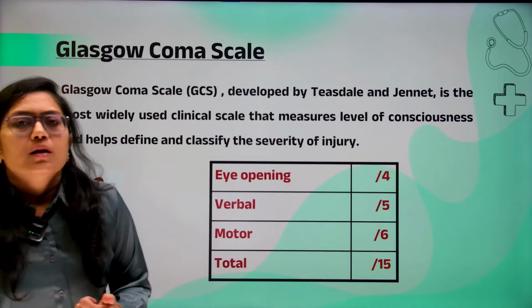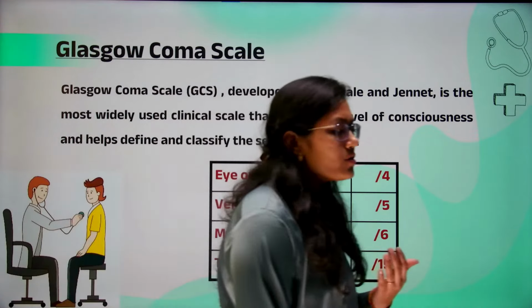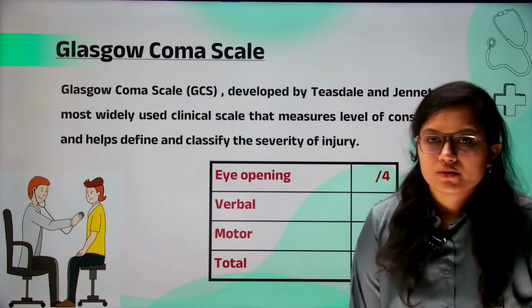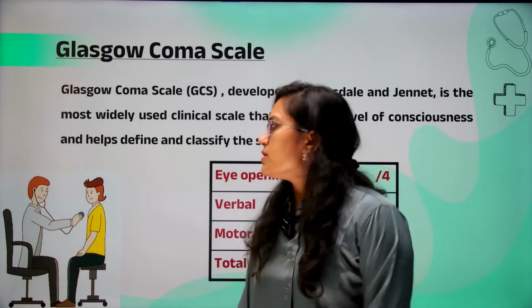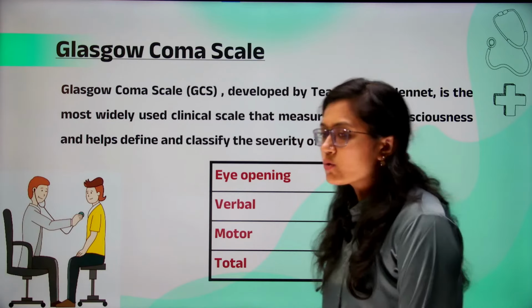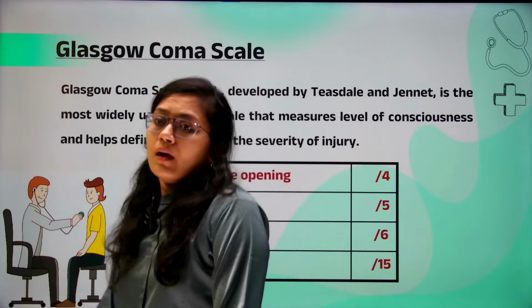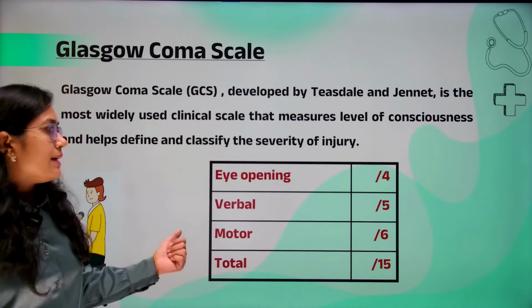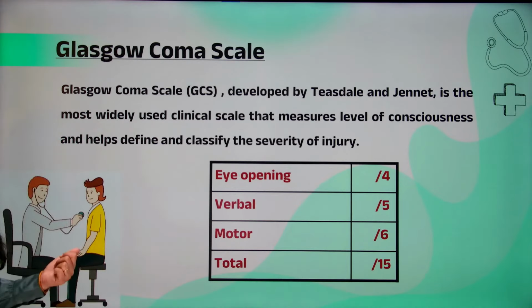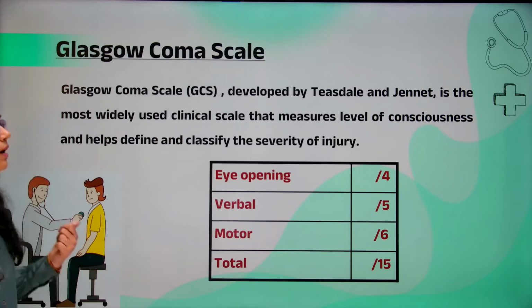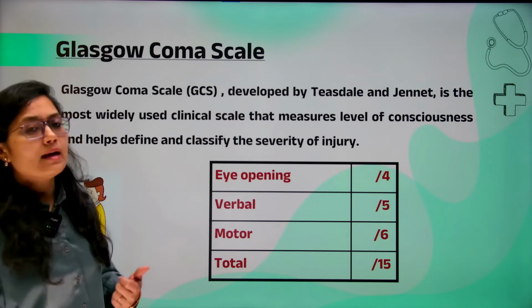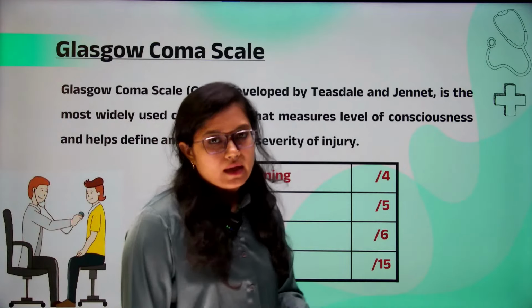Okay, so to know about consciousness, we are going to talk about the GCS. How will this GCS work? That is the Glasgow Coma Scale. It was developed by Teasdale and Jennett, and is the most widely used clinical scale that measures the level of consciousness and helps define and classify the severity of the injury.